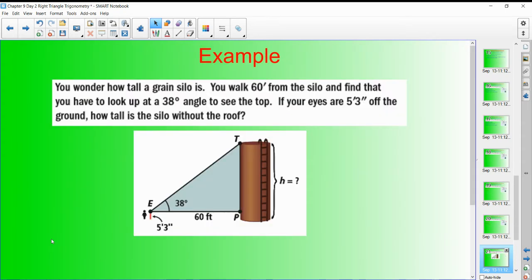So now, it is your turn. You wonder how tall a grain silo is. You walk 60 feet from the silo and find that the angle of elevation is 38 degrees. We want to know how tall is the silo without the roof. Pause the video, try it out, see if you can do this, and we'll check it momentarily.